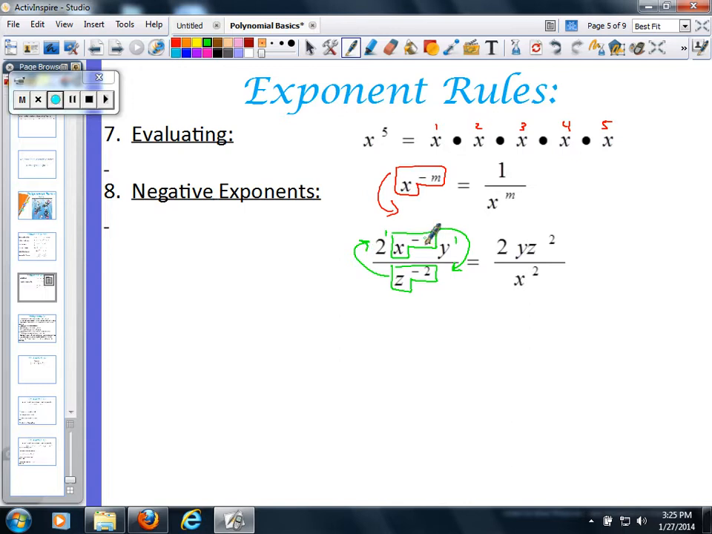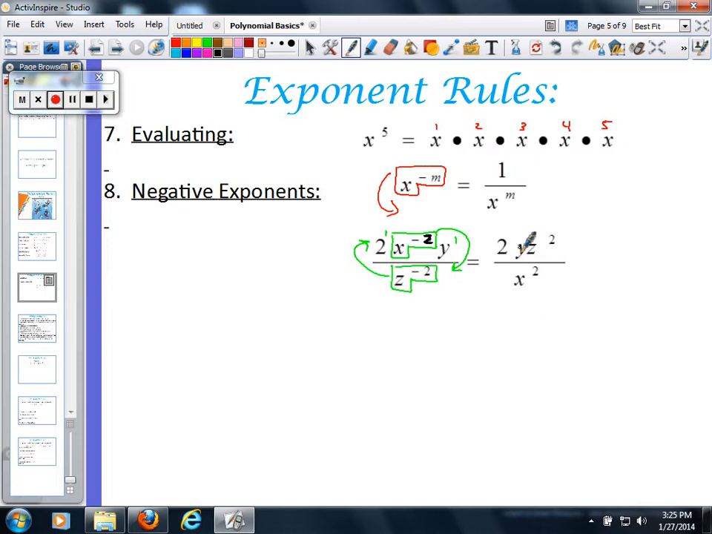And I apologize, this was actually supposed to be a 2. So let me actually write that as a 2 real quick. Okay. So now the x to the negative 2nd went down, the z to the negative 2nd went up. So this is the same thing as 2y z squared over x squared. The 2 and the y stay on top where they were because they were a positive exponent, not a negative exponent.